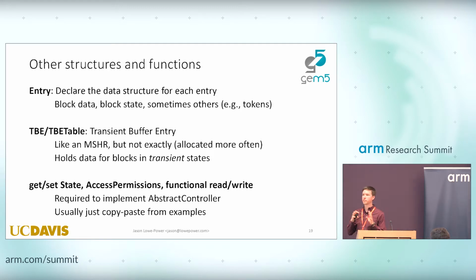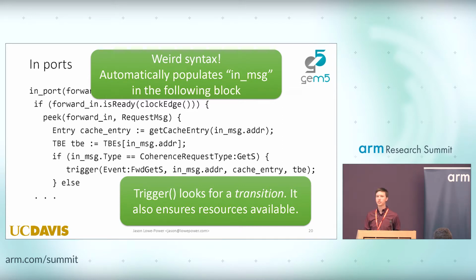Basically, it's there to hold data whenever you're in a transient state. And so you add extra things to these TBEs, like in the MSI protocol, you store the number of acks you're waiting for from other caches in the TBE, not in the main cache. So then we get into the real meat of how we're defining our protocol. Once we've defined all these auxiliary things, the real meat of it. And that starts with these in port declarations.